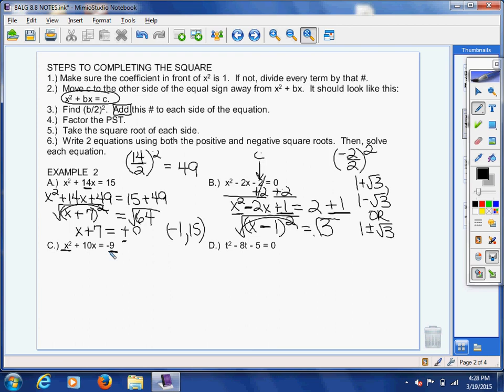Okay? So we got to take 10, divide it by 2, and then we need to square that number. Well, 10 divided by 2 is 5. 5 squared is 25. So that's the number we're going to add to each side. Okay?